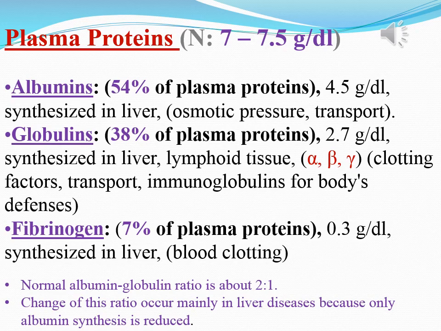هذه النورمال range. Types of plasma protein: albumin which equal to about 54% of plasma protein, about 4.5 gram DL or gram on 100 ml. The albumin is synthesized in the liver. Its main functions are osmotic pressure and transport.